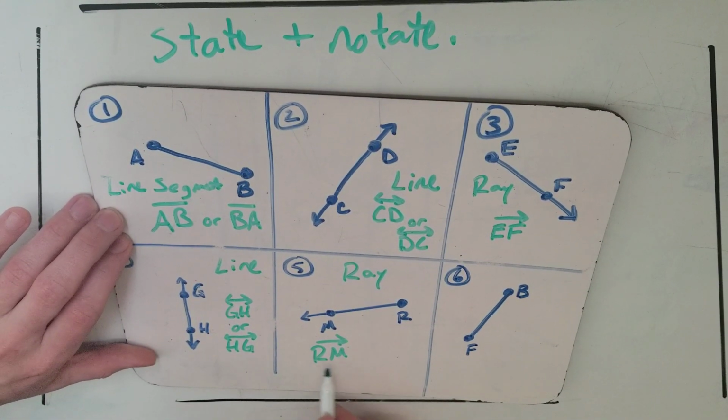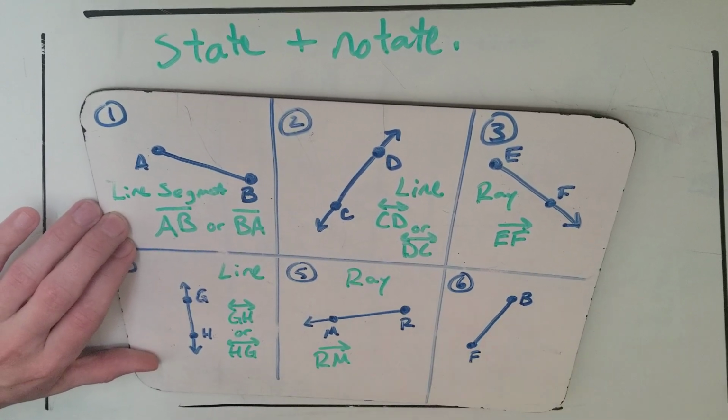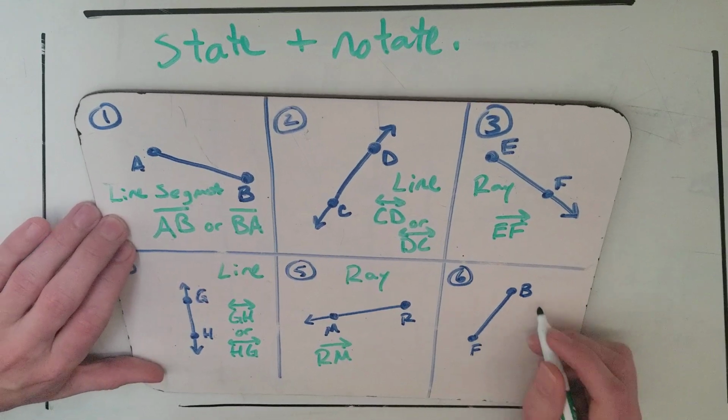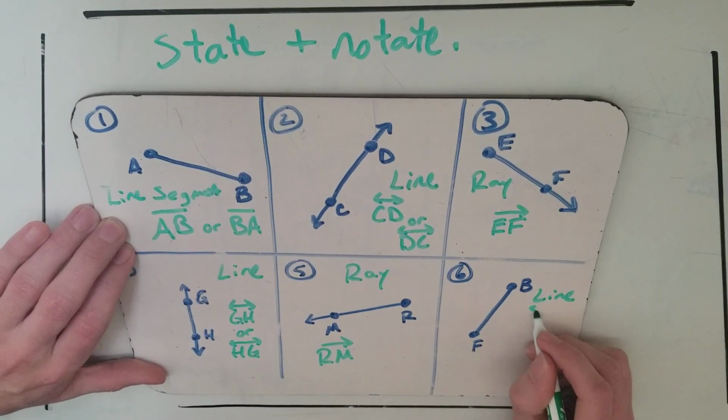So ray RM. And lastly, we have 2 endpoints here. So that means we have a line segment.